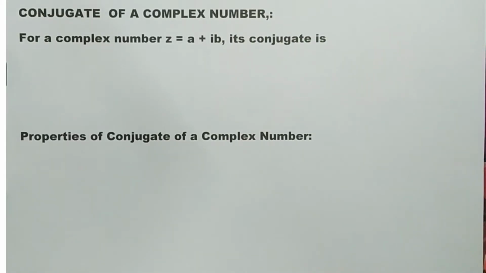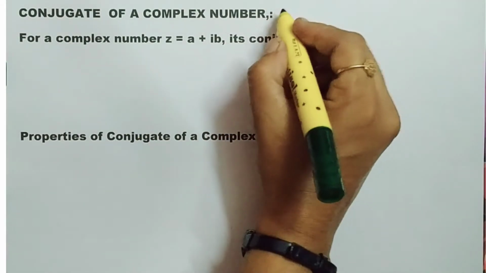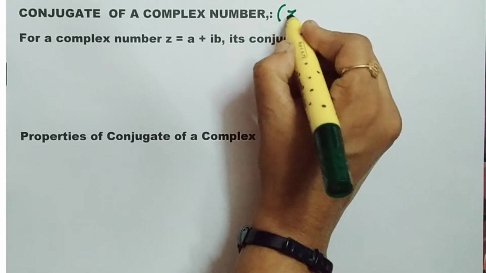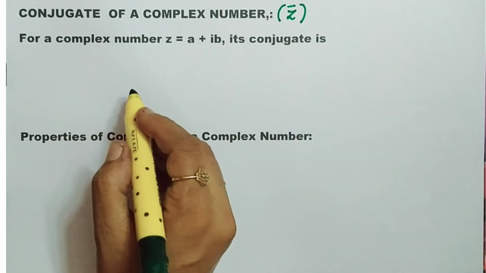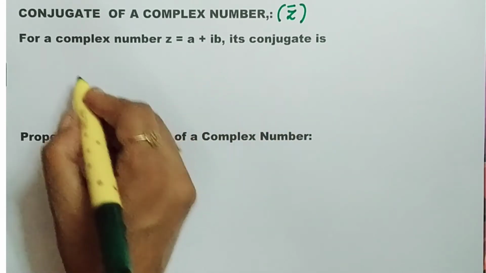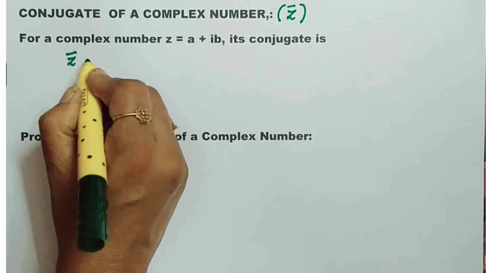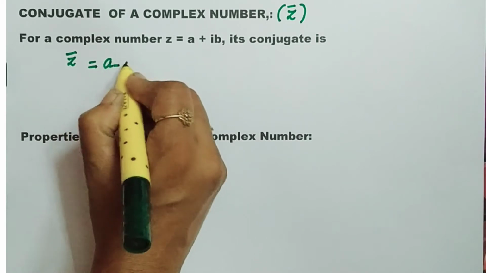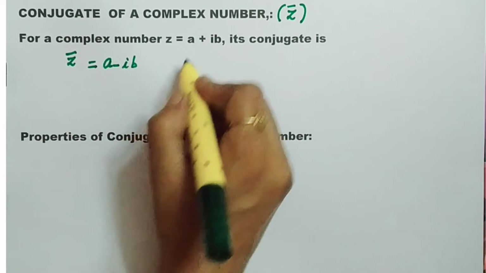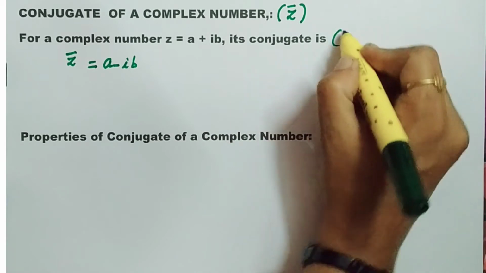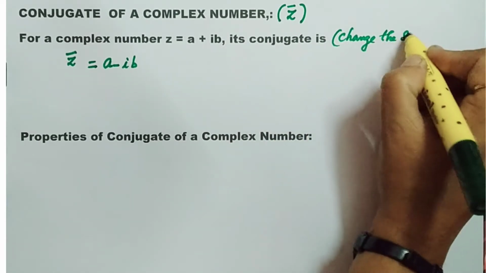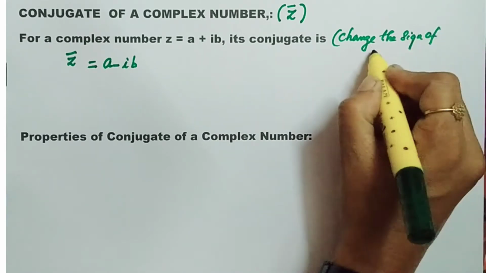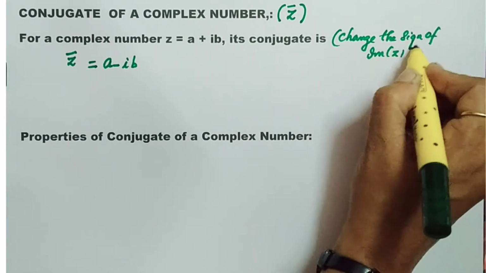Next, we are going to study about the conjugate of a complex number. Conjugate of the complex number is usually represented as Z bar. Read that as Z bar. For a complex number z equal to a plus ib, its conjugate is z bar equals a minus ib. What we mean with that? To get the conjugate, you need to change the sign of the imaginary part of the complex number.